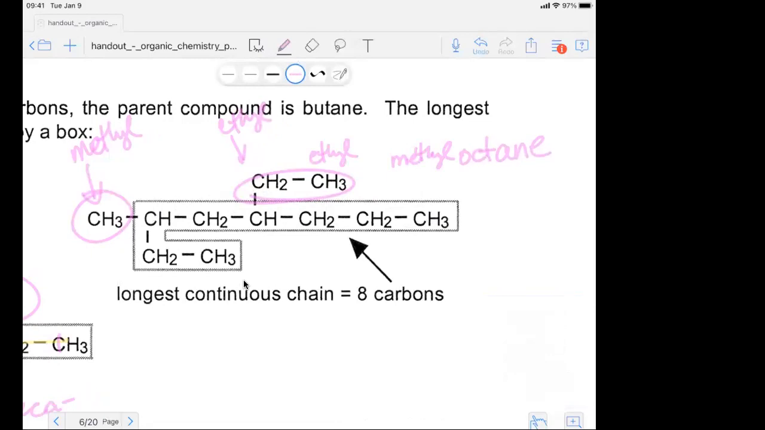And finally, position numbers. So if I start counting from this end, because this is the shortest end here, I'm going to end up with 3 and 5. The 3 belongs to methyl. Make sure you don't mistake that. So I've got 1, 2, 3. That's where the methyl group is. And 5 for ethyl. So 5-ethyl 3-methyl octane.